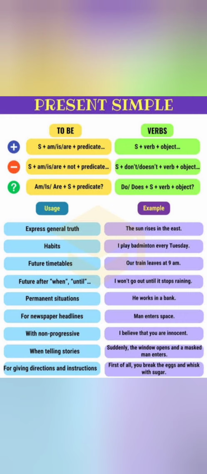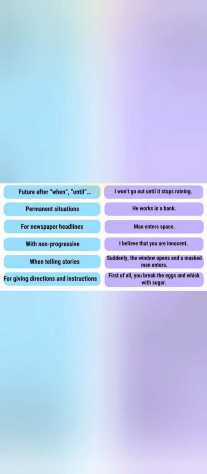So we can use the simple present tense along with a future tense sentence. Okay, when a sentence has when or until after a future tense sentence, we can use the simple present tense. Now look at the example sentence, I won't go out until it stops raining. So here I won't go out indicates the future tense. Okay, and after the future tense sentence they have used until. Okay, and it stops raining is the simple present tense.